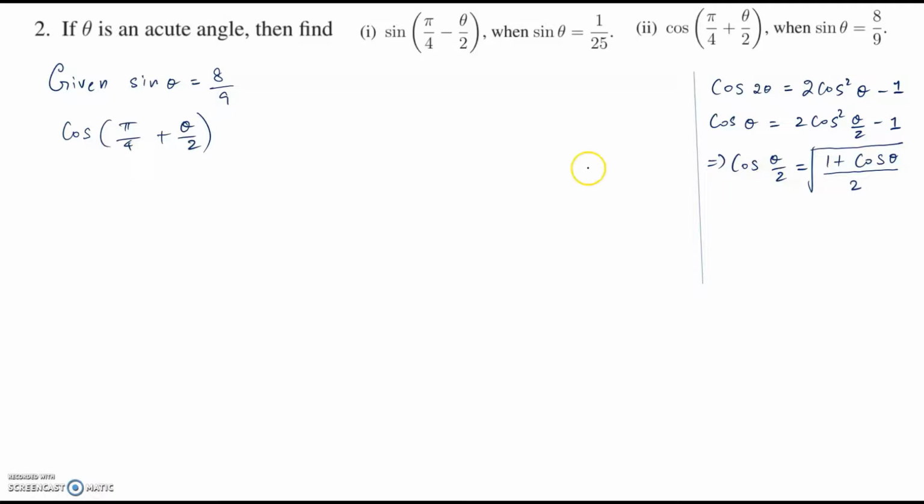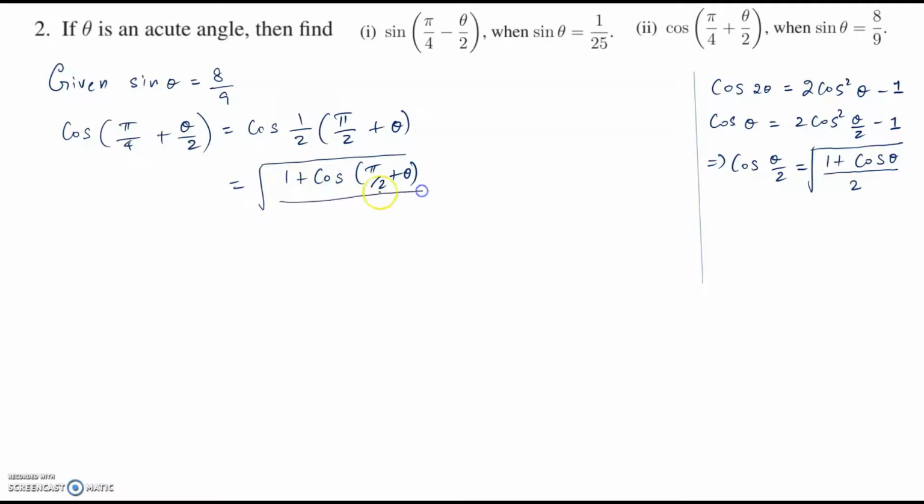Alright, now let us take 1/2 out of the expression here. So this will become cos of 1/2 into (pi/2 plus theta). Okay, so now this expression here, pi/2 plus theta, is the same as the theta here. So let's replace this theta inside here with pi/2 plus theta. So this is equal to square root of (1 plus cos(pi/2 plus theta)) divided by 2.